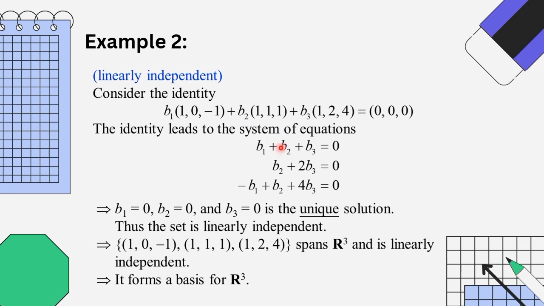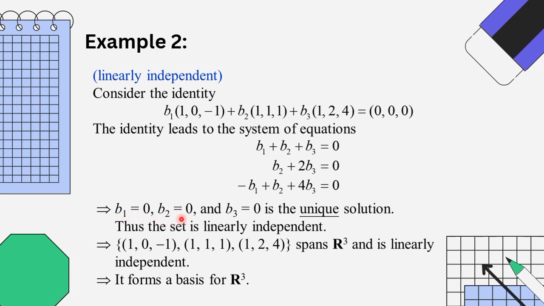Now let's consider the second point. We have b sub 1 times 0, that is 0, so we cannot say b sub 1 from this part. Next, b sub 2 times 1, we have b sub 2, and b sub 3 times 2, we have 2b sub 3. It is the same step as our span a while back, it's just that we have zeros at the end of our equation. So here, as you can see, we get b sub 1 equal to 0, b sub 2 equal to 0, and b sub 3 equal to 0. And this is a unique solution.